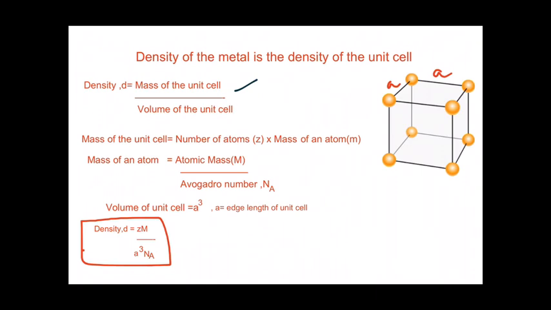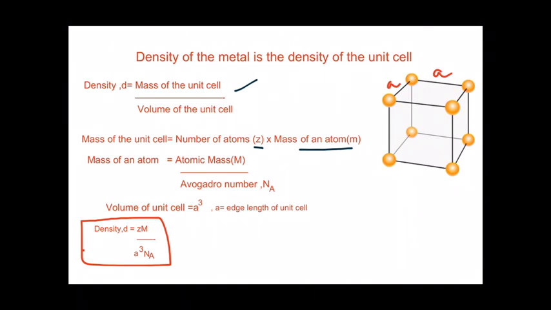So here we can take the number of atoms as Z. Let it be any type of unit cell. We can take the number of atoms of the unit cell as Z. And mass of an atom can be taken as small m. Mass of an atom in turn depends on the type of atom, whether it is a copper atom or whether it is a silver atom, like that.